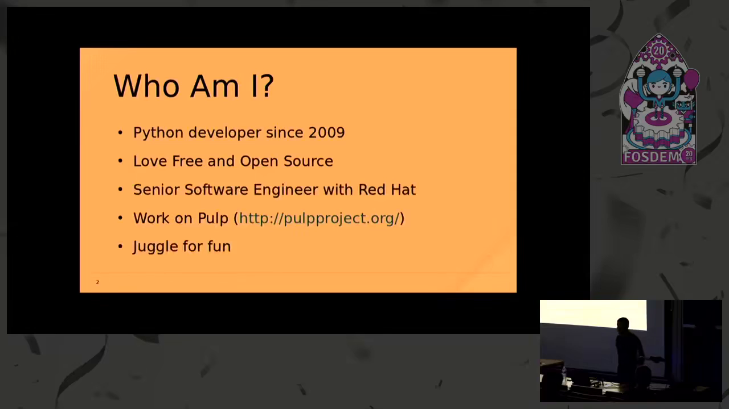I've been a Python developer since 2009, so over 10 years now. And even before I joined Red Hat, I've been a fan of open source software. So it's been great being able to work on Pulp full time. In my free time, I like to juggle. I always have 6 balls with me, so if you want to find me after the talk and throw around, I'm up for that.